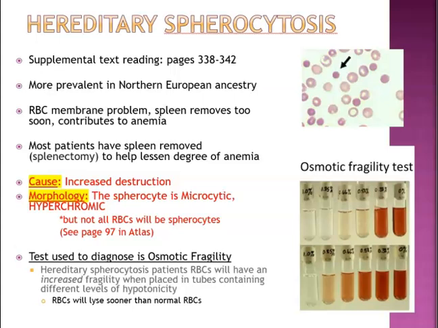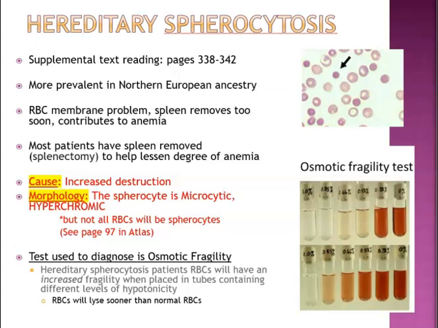Let's talk about hereditary spherocytosis first. It's more prevalent in Northern European ancestry. The red blood cell membrane has a problem. The spleen usually removes the red blood cell too soon because of that problem, and that is what contributes to the anemia. Most patients have the spleen removed, which is a procedure called a splenectomy, to lessen the degree of the anemia. So the cause is an increased destruction.